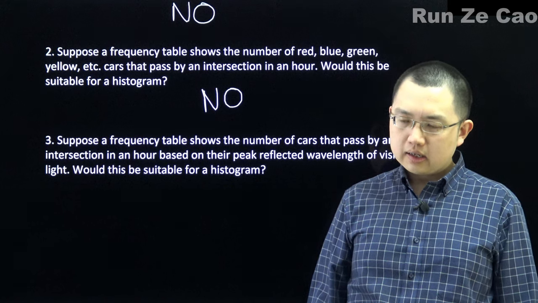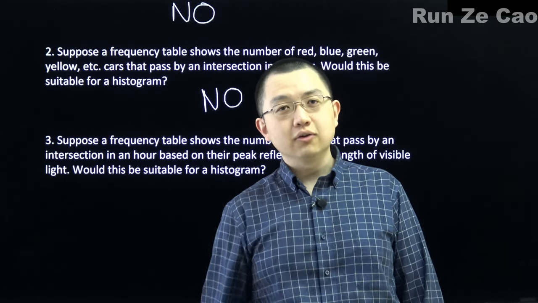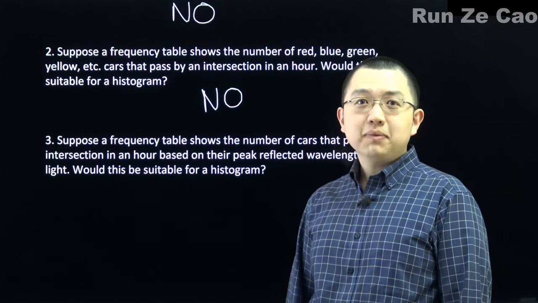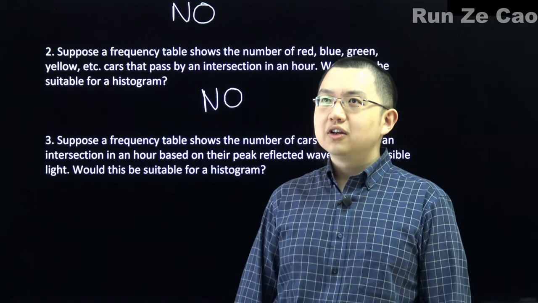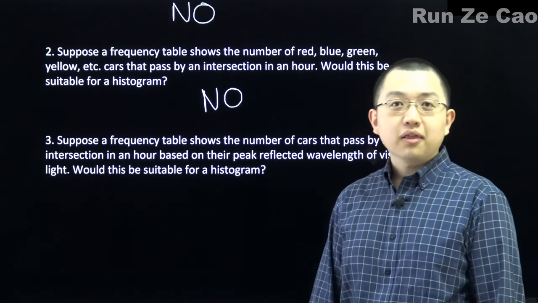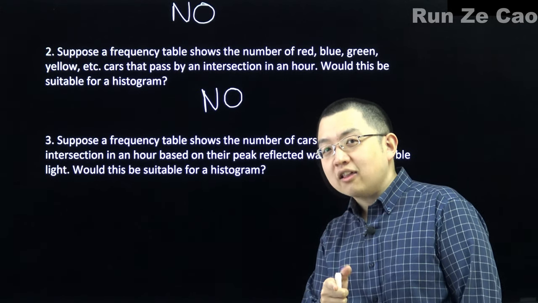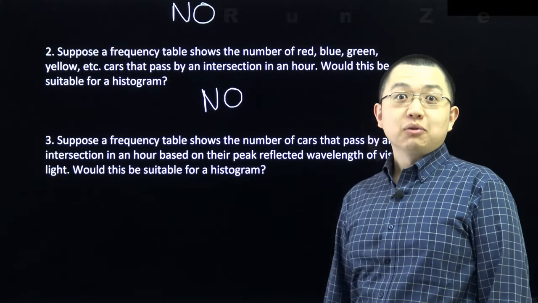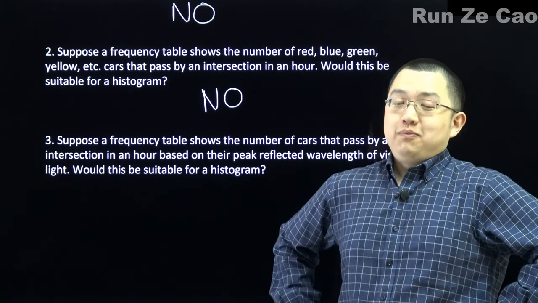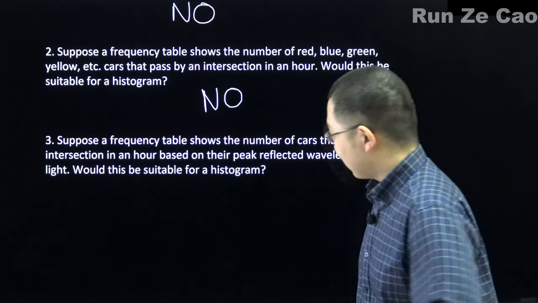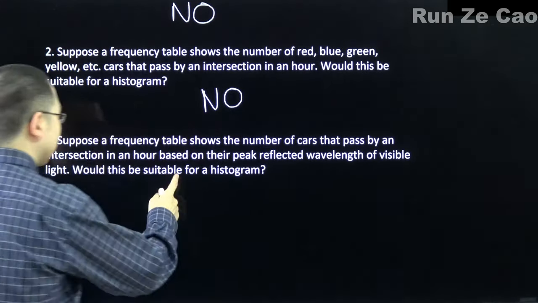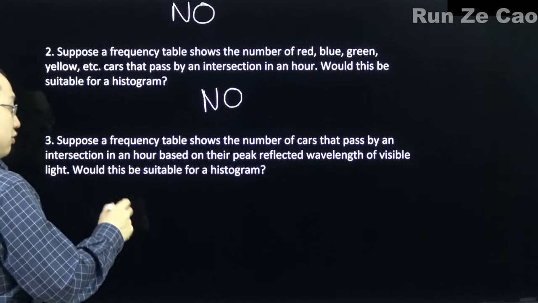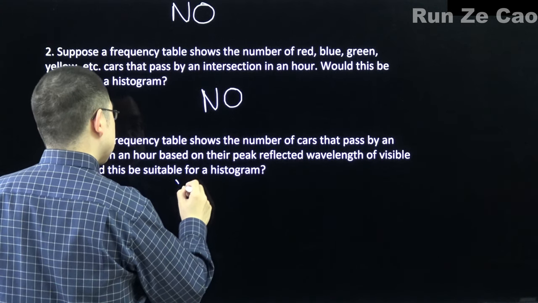Well, actually, people's eyes vary in sensitivity, so we all see colors slightly differently. You can say these two cars are clearly different colors, but they could have the same peak reflected wavelength. But the peak reflected wavelength falls on the electromagnetic spectrum, which includes visible light as part of the spectrum. So that is continuous. This is continuous information, and it's in a frequency table. It is suitable for a histogram. Yes.